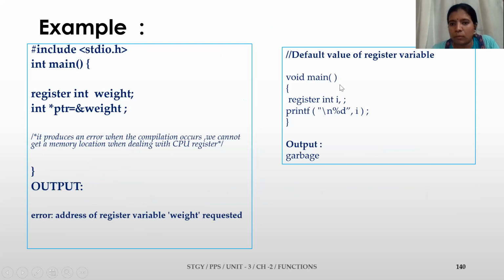Here is an example of one more. If I try to print the default value of a register variable, register int i, I get garbage. On the other hand, if I try to put ampersand with a register variable, because register variables are not stored in memory, but they are stored in the processor's registers, it becomes extremely difficult. So that's why writing ampersand is illegal.